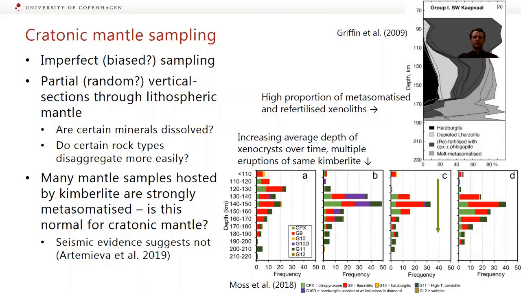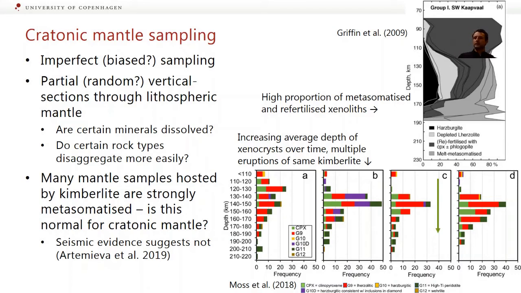There's also kind of an interesting question here, which is that a lot of the mantle samples that are hosted by Kimberlites are strongly metasomatized. Now, I guess the question would be, is this typical of Cratonic mantle, or are we seeing mantle that's more metasomatized because it is an area that Kimberlites pass through? The seismic evidence suggests that Kimberlite provinces, areas where you do tend to get a lot of Kimberlite eruption, might be a little bit atypical, so we might not be getting a representative sample of the Cratonic mantle.